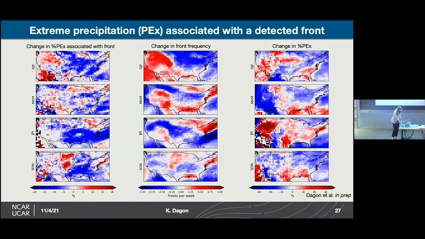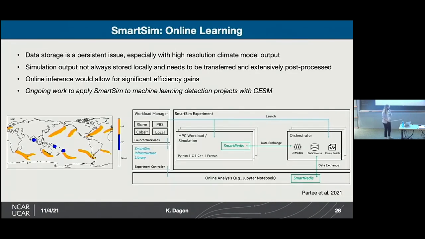I just have a few more slides that are a bit broader, because I want to mention some ongoing work. I think this came up already in one of the talks, but there's an NCAR Hewlett-Packard collaboration that has to do with building infrastructure for better integrating Python and machine learning tools with our Fortran-based climate models. This is called SmartSim. Our interest in this work is whether we could apply this tool to do online learning or online detection.